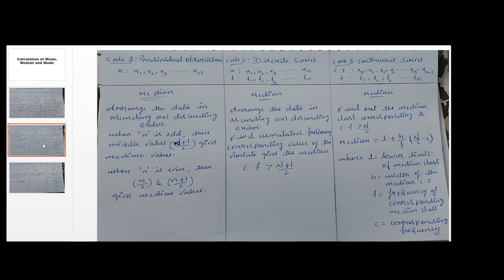Now under case number 1, when individual observations are given, median can be calculated in two different ways. First, when individual observations are given and you are asked to calculate median, you have to arrange the data in ascending order or descending order. It is not mandatory that every time you arrange the data in ascending order, or every time in descending order. Either way, arrange in ascending order or in descending order.